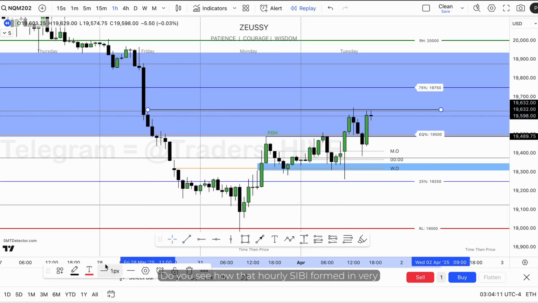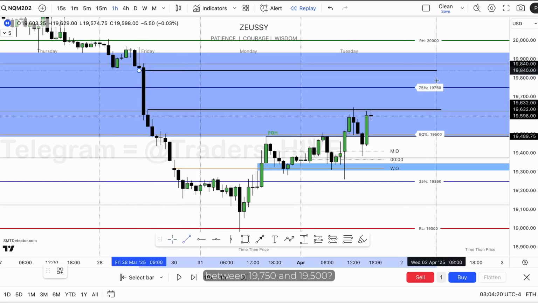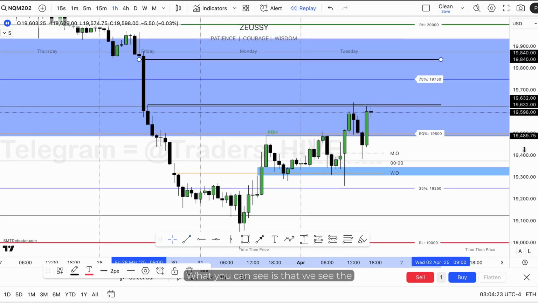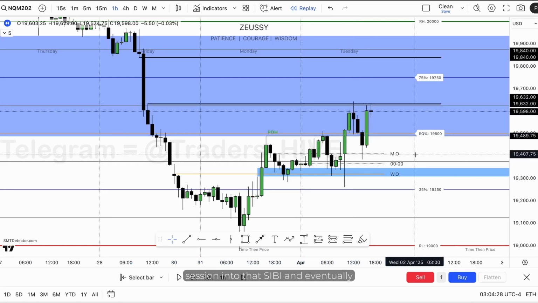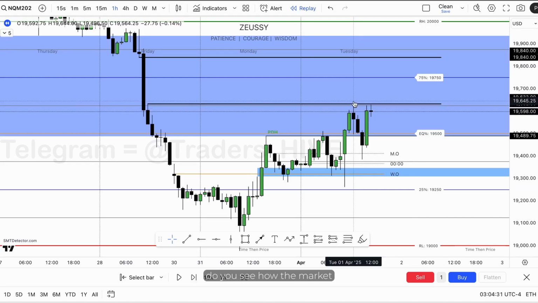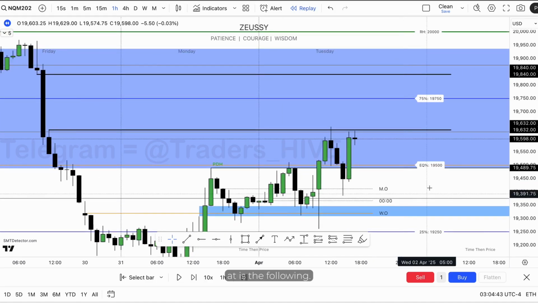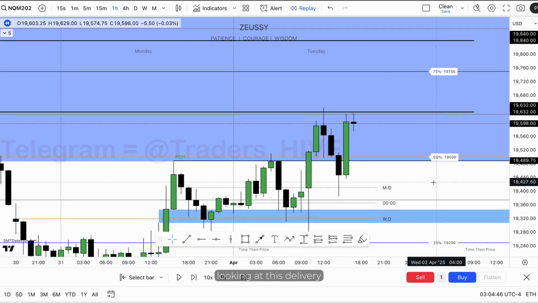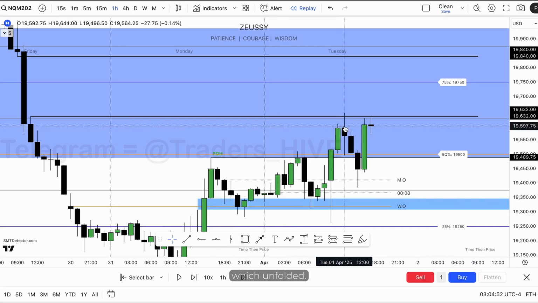Do you see how that early CB formed in very close proximity to 50% of the range between 19,750 and 90,500? What you can see is that we see the market expand throughout the morning session into that CB, and eventually we reach that CB throughout the lunch. Do you see how the market eventually rolls over right here? It's inside of this retracement that a shorting opportunity presents itself. Therefore, what we're going to be looking at is this delivery in particular, and we're going to be paying attention to this sell program which unfolded.